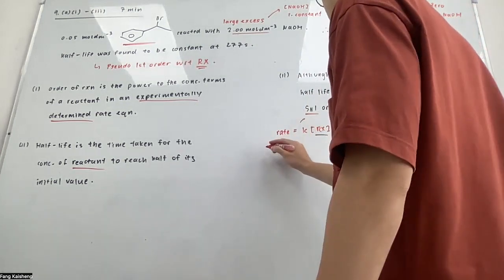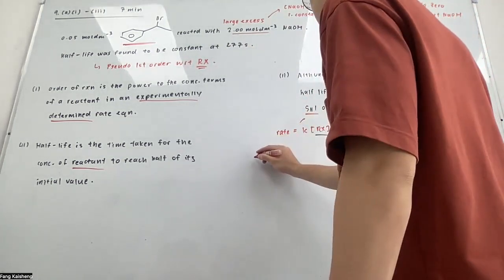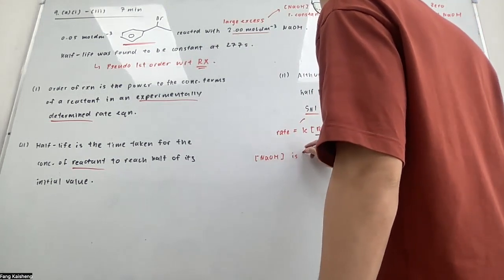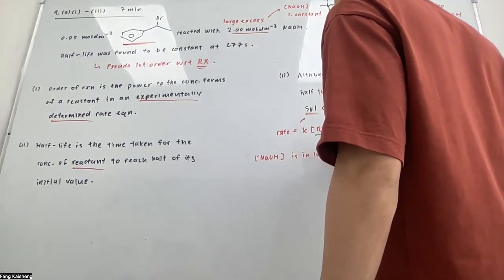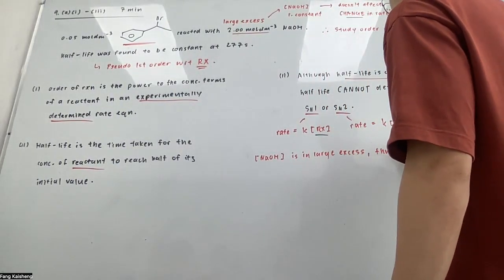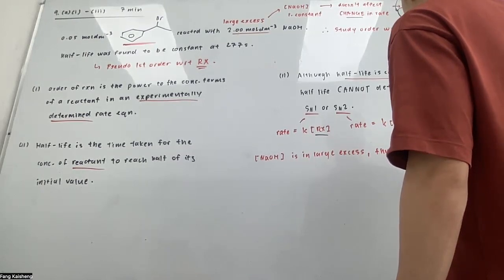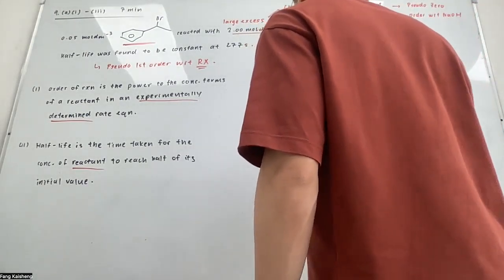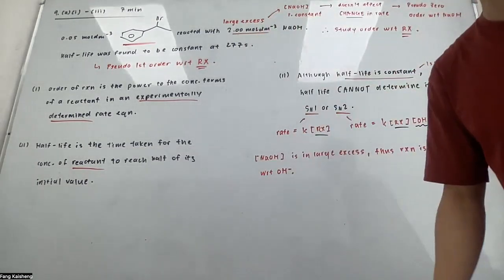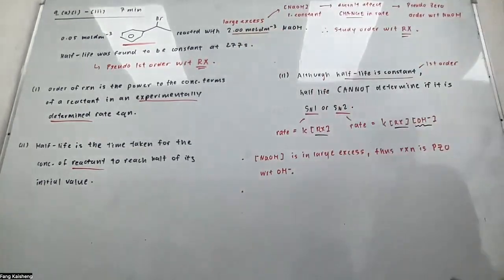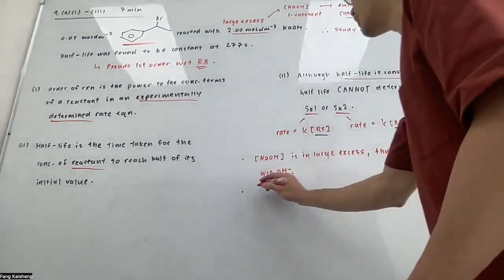Okay, you can first tell me about the large excess stuff. Okay, concentration of NaOH is in large excess, which means reaction is pseudo zero order with respect to OH minus. Okay, this is whatever that we've learned so far. Okay, so what is pseudo zero order?